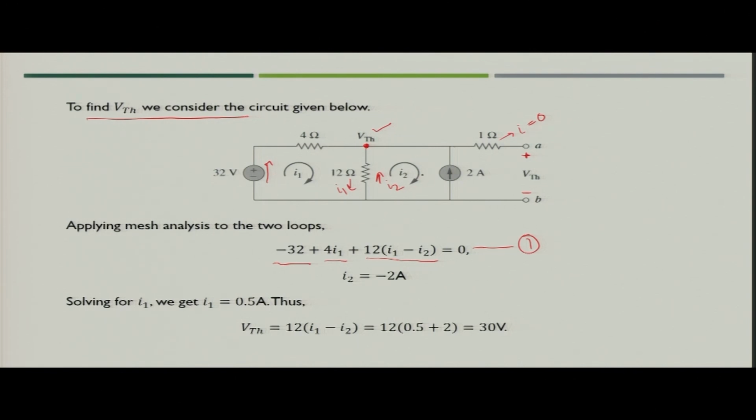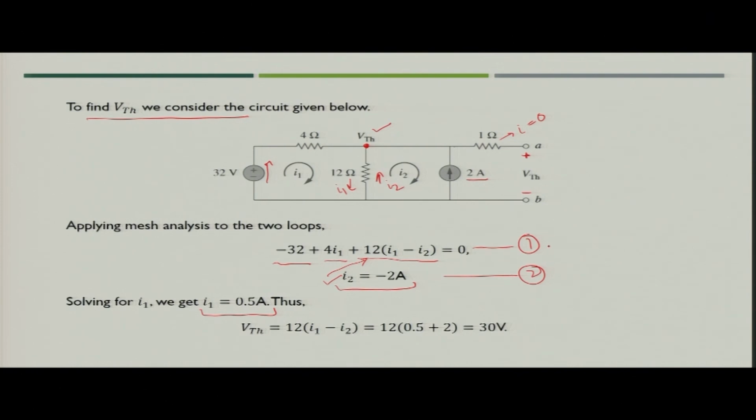Now, if you see the mesh 2, you can straight away see that current I2 is nothing but opposite of the current source current value, that is 2 ampere. So, you can simply write I2 is nothing but minus of 2 ampere. So, now you have got two equations, I2 you have straight away found. Next is, you have to just place the value of I2 in this equation, and you will get current I1 as 0.5 ampere.